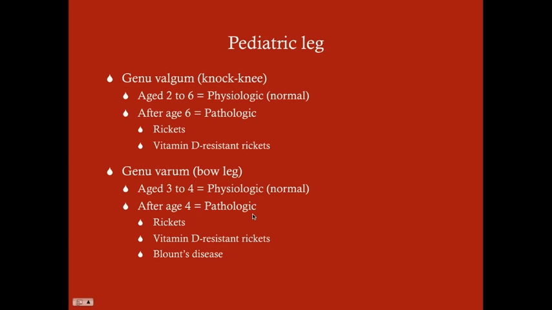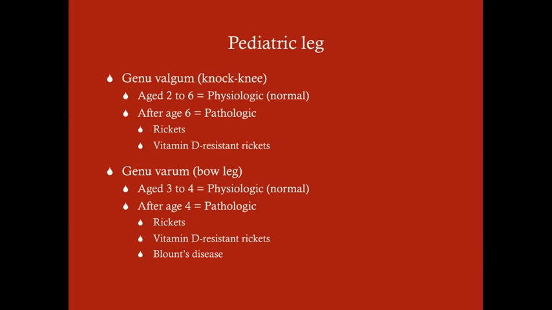The causes of genu varum, if it's pathologic, are rickets, vitamin D resistant rickets, which is different, and Blount's disease. Now, rickets is a deficiency of calcium or other nutrients, including vitamin C. Vitamin D resistant rickets is a congenital disease in which you can't respond to the vitamin D that you're getting in your diet, and this would be something that the patient may have a family history of.